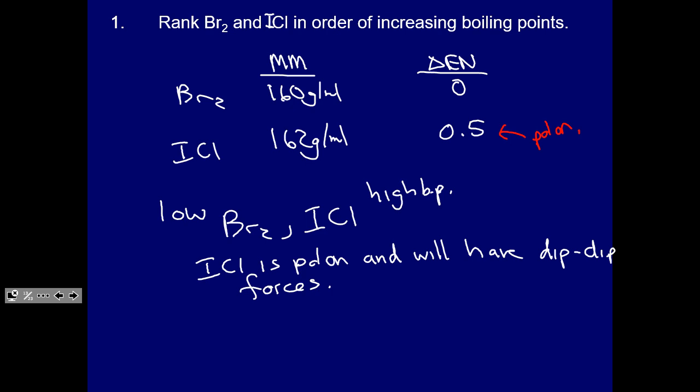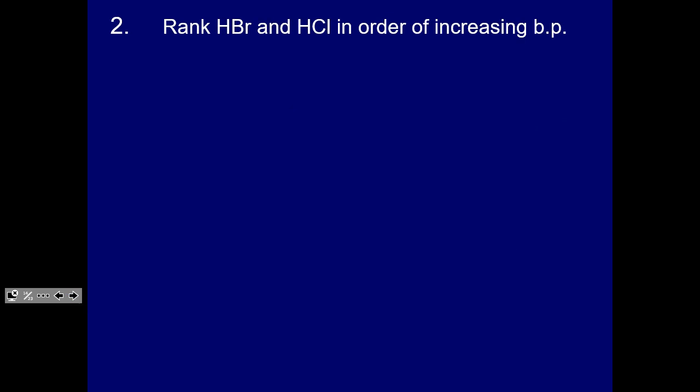Pretty straightforward. Nobody saying anything? All right, let's do one more of these, and then we'll talk about hydrogen bonding. So again, do the same with this. Find a molar mass. Find a delta EN.